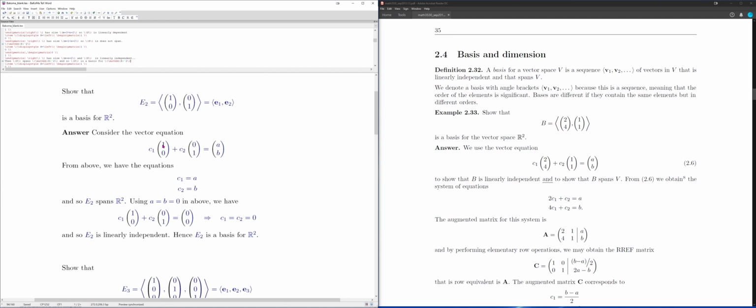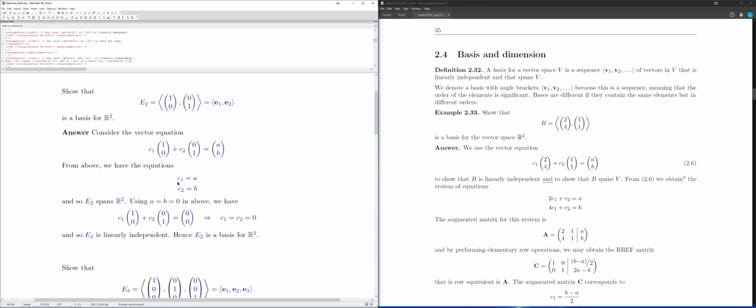If I'm just looking at C1 times 1 plus 0 times C2, which is just C1, on the left-hand side, and I have a right-hand side, which is A. So this gives me C1 is equal to A. And likewise, looking at the second component gives me C2 is equal to B, right?